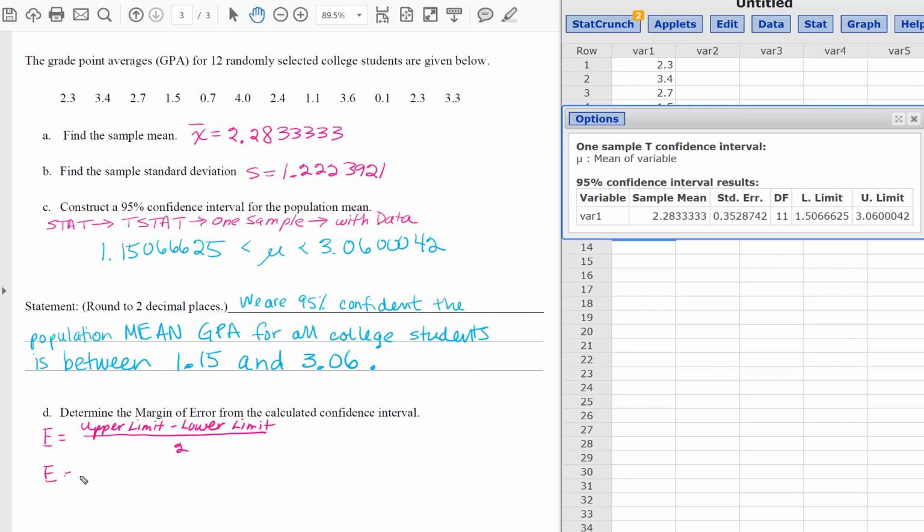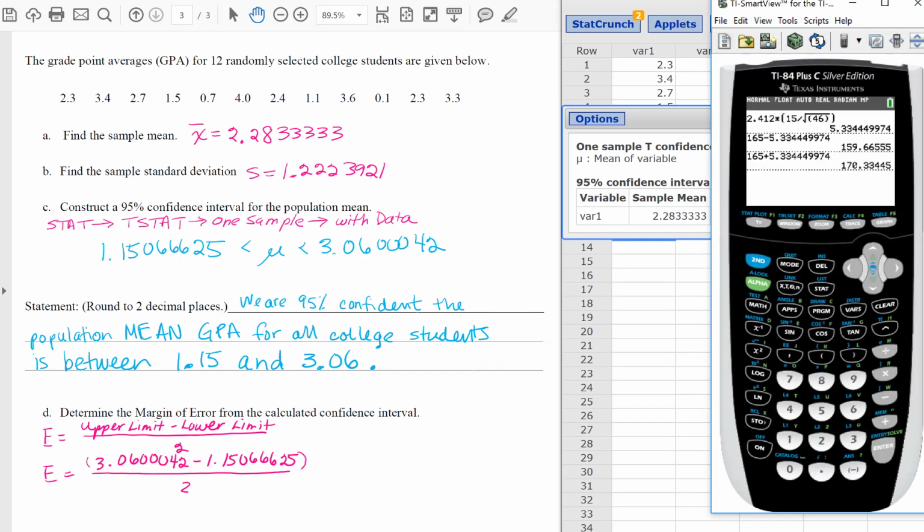So our upper limit for this one is 3.06000042 minus our lower limit 1.150666625, and then we divide all that answer by 2. Now our calculator. Parentheses, 3.06000042 minus 1.150666625, close parentheses, divided by 2.